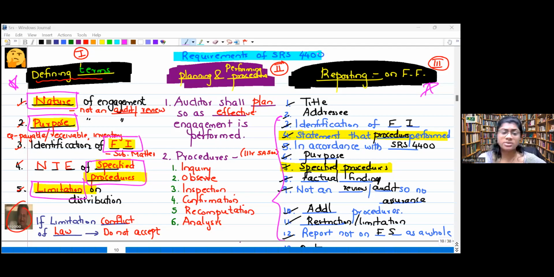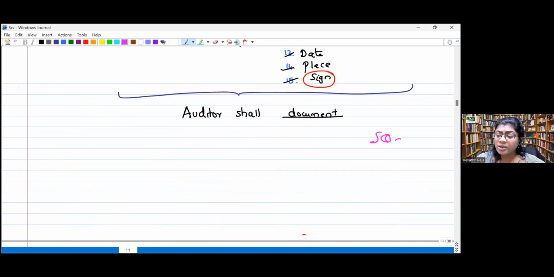Do we need to maintain documentation here? Answer is yes. Documentation, we said as per the requirements of the standard, for every engagement you have to maintain documentation. SQC1. And do you remember one question which we did in class? Documentation should be filed within 60 days, 120 days, anytime. Here is it 60, 120 or anytime? Anytime. It is anytime. Audit in it is 60.